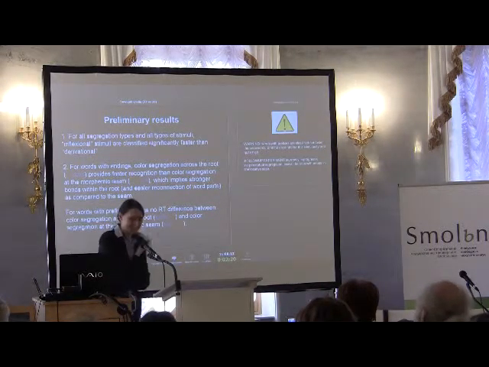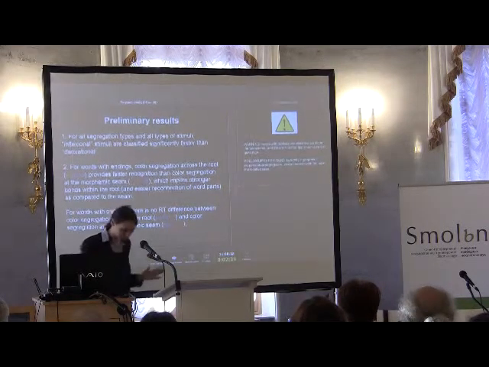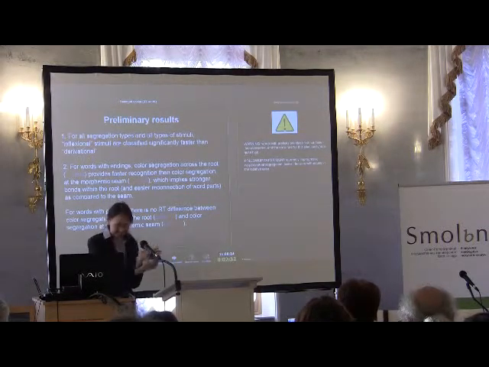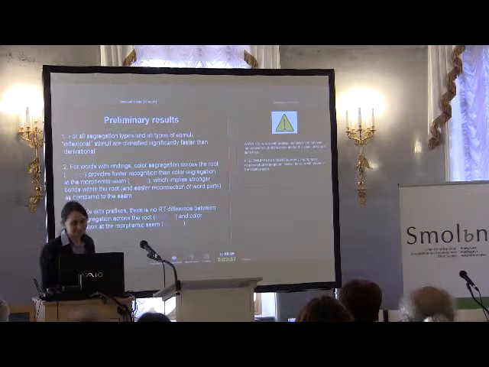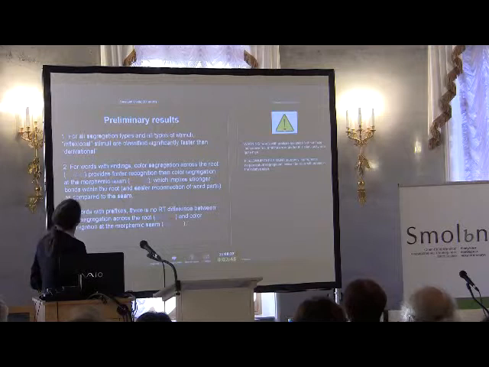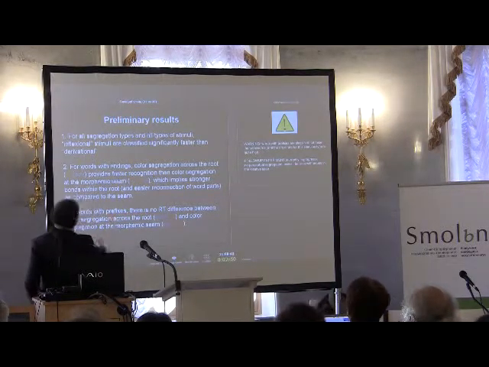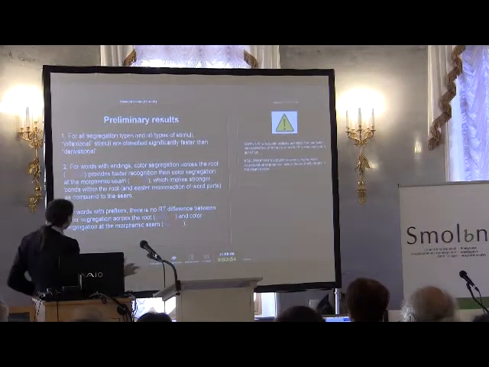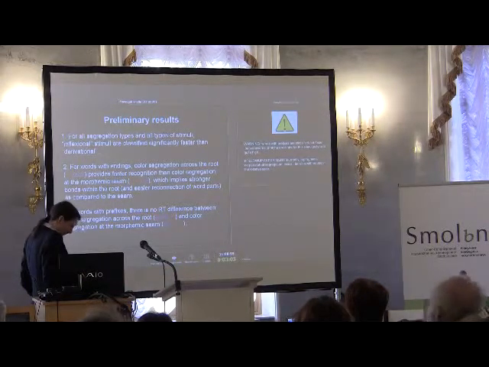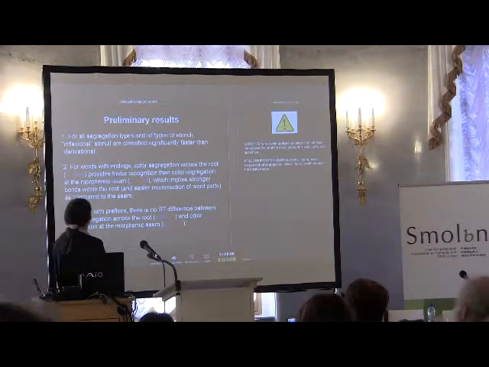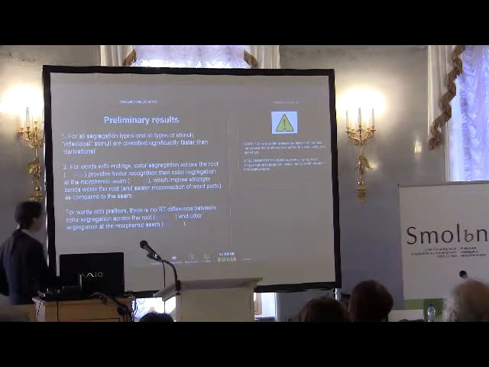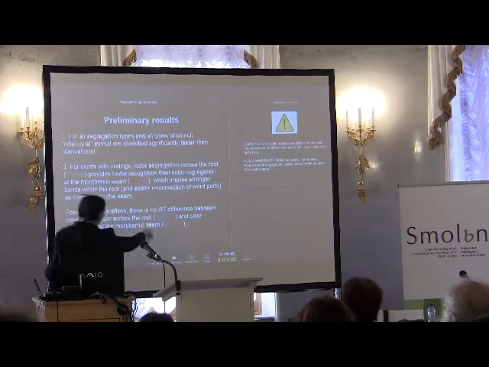the first and the most striking result, for all segregation types and all types of stimuli, including both words and pseudo words, is that the so-called inflectional stimuli with a root and an ending, either legal or illegal, are classified significantly faster than derivational stimuli. What's also interesting, for words with endings, just for words, color segregation across the root, like this, provides faster recognition than color segregation at the morphemic seam. I consider this to be the result of the stronger bonds within the root, which is understandable as compared to the morphemic seam. But for words with prefixes, for derivational morphology, there was no reaction time difference between color segregation either across the root or at the morphemic seam.